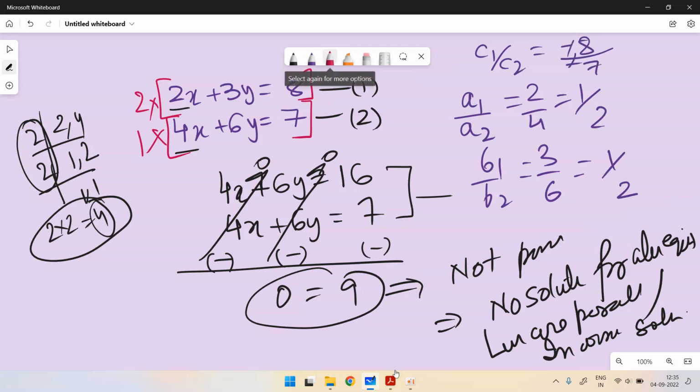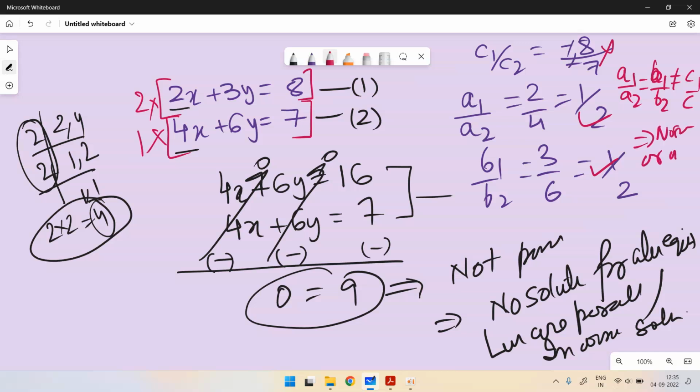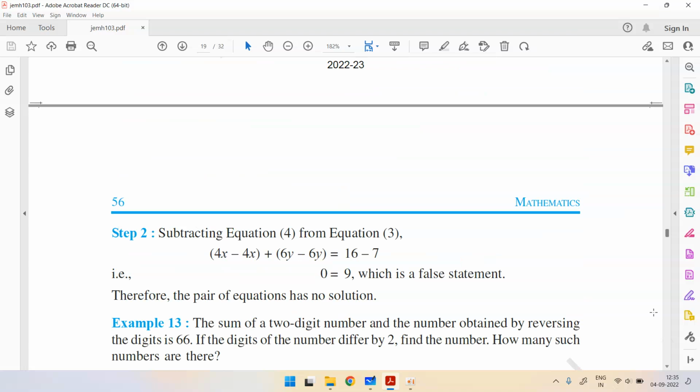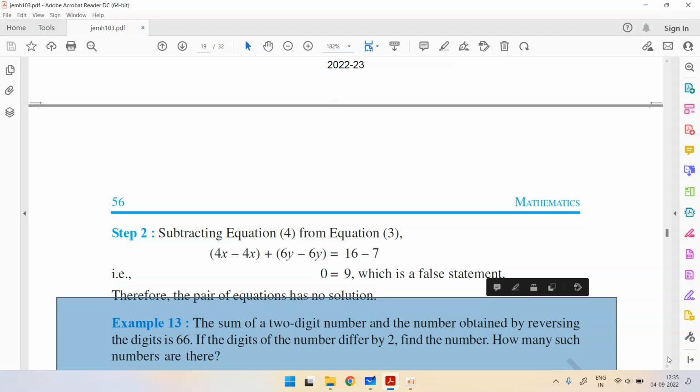Now if you see the inference from this, a1 by a2 equals b1 by b2, which is one half, but this is not equal to c1 by c2. So a1 by a2 equal to b1 by b2 not equal to c1 by c2 implies no solution, an inconsistent pair of equations, or the lines are parallel in the graph. You can check from the elimination method also, there is no solution for this type of equation. What we have done also, 0 equal to 9 is a false statement, therefore the pair of equations has no solution.